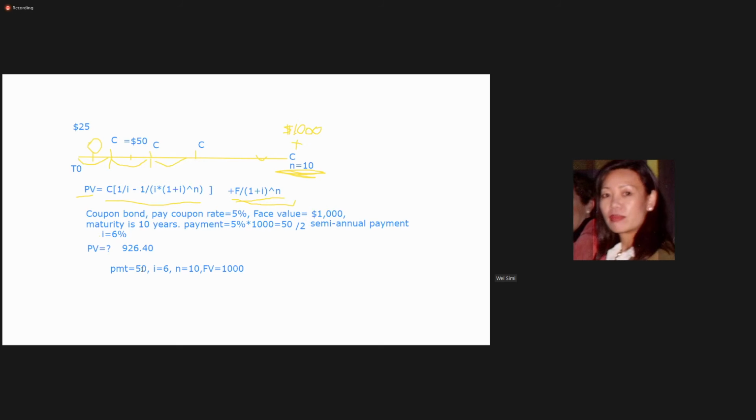Here it's not 50 anymore. 50 divided by 2 is 25. So you're going to be changing this number. Input the payment, it's not 50 anymore, it's 25. Okay, semi-annual. All right. What about the interest rate here? What about the N here? You need to take care of it. And face value still is 1,000. So now what's your bond value?